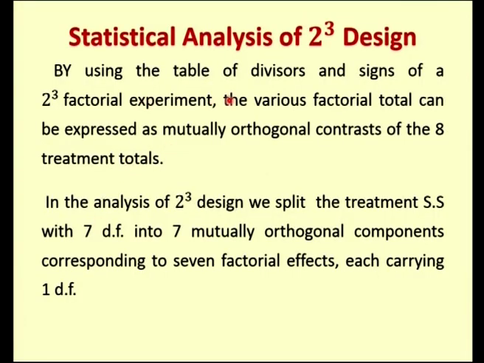Now, we have the statistical analysis of the 2 power 3 design. By using the table of divisors and signs of the 2 power 3 factorial experiment, the various factorial totals can be expressed as mutually orthogonal contrasts of the 8 treatment totals. So, in the analysis of the 2 power 3 design, we split the treatment sum of squares into 7 mutually orthogonal components corresponding to the 7 factorial effects, each carrying 1 degree of freedom.